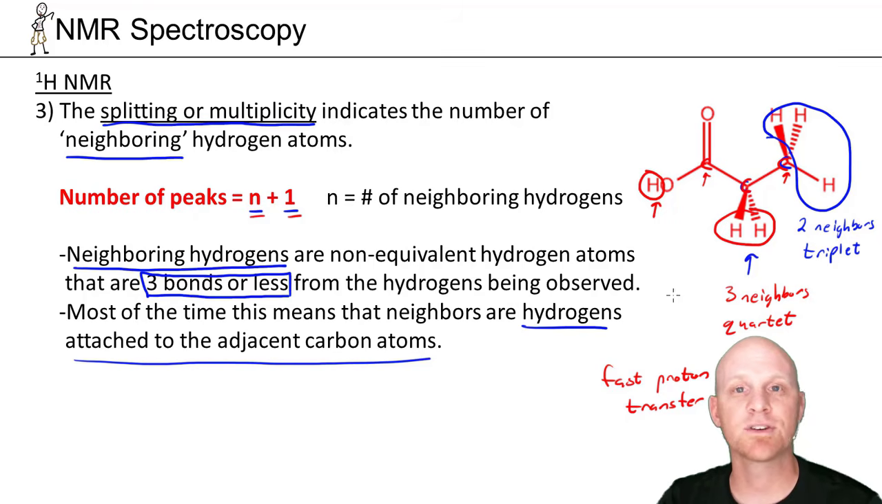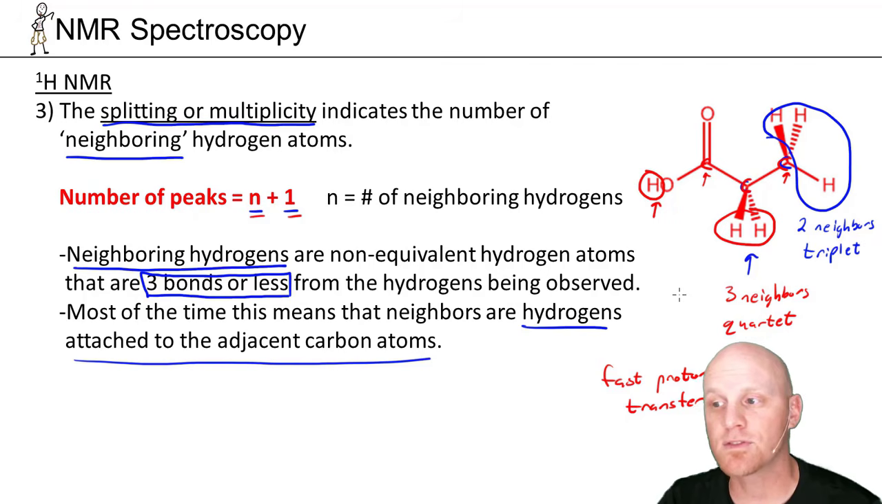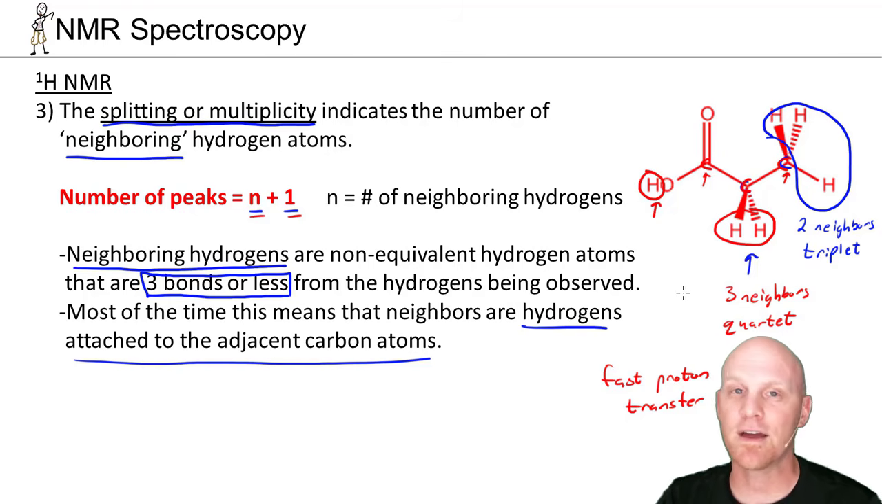If you've got a really pure sample where this fast proton transfer is not occurring, you can see splitting with this. As an undergraduate, you're very unlikely to see it, but I have seen it show up on rare occasions in an undergraduate class during the last 20 years. So I can't say it'll never happen, but it probably will never happen for most of you.